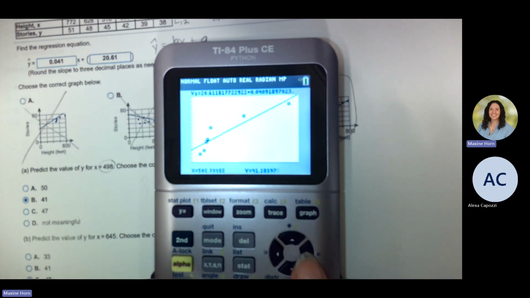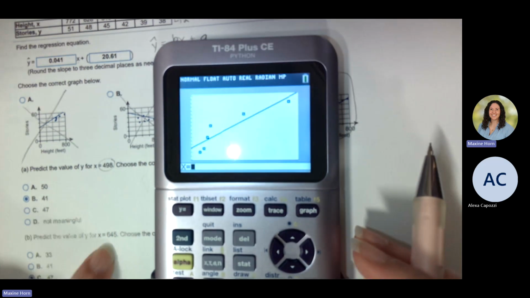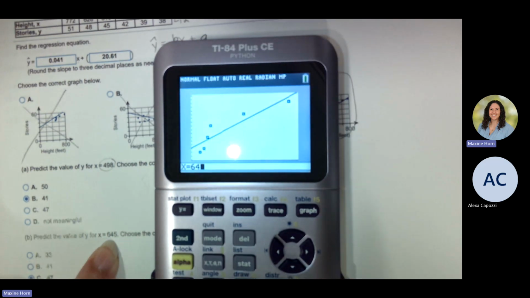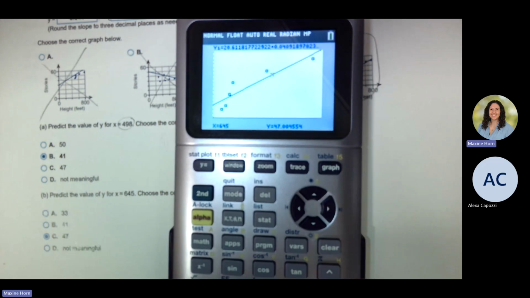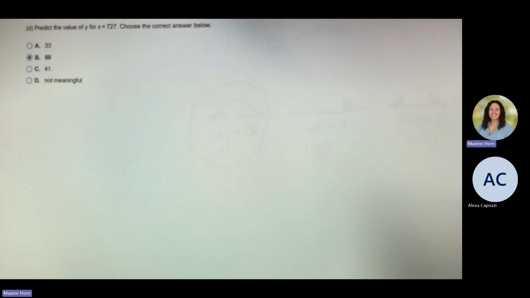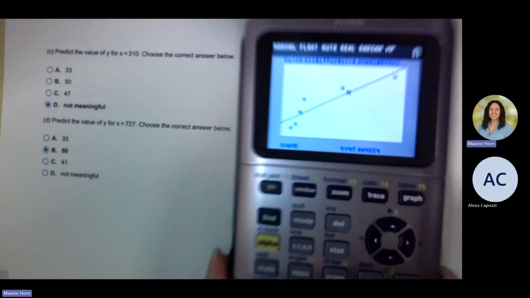So I'm on the line, right? I'm tracing the line. Now I want to calculate, so I'm going to say second trace, and I'm going to calculate a value, and I'm going to plug in an X value of 645 this time. And it tells me, oh, your Y value is about 47. Okay, great. I know you guys can see the answer. We'll talk about what's going to happen here.